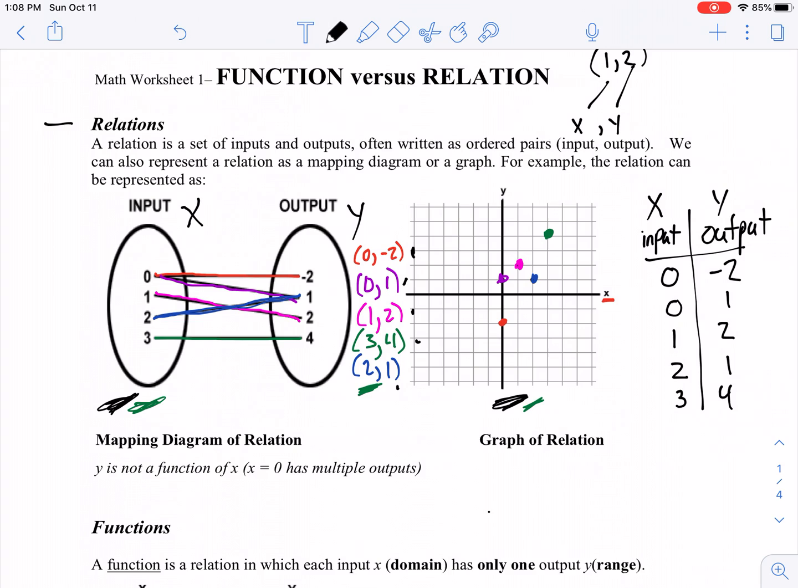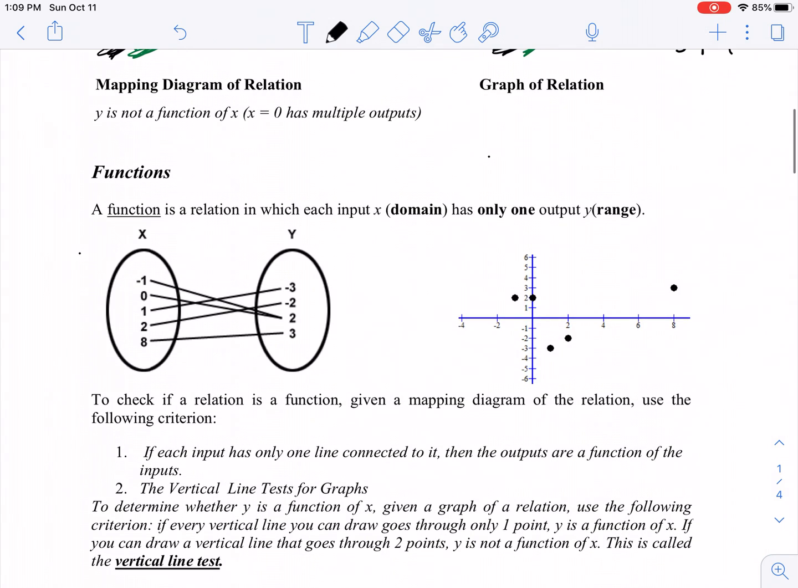Okay, so all of these represent the same exact relation in different ways. A mapping, a set of points, points on a graph, and then that guy would be a table. Okay, now that's what a relation is. A function is a specific type of relation.